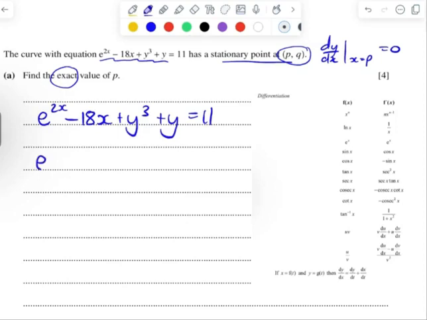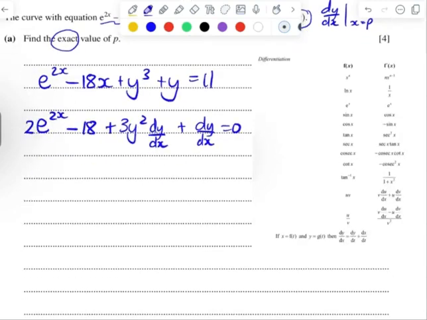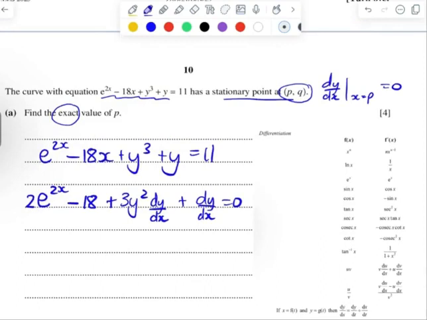So here we have e to the 2x, the derivative of which is e to the 2x, not times a half, times 2, minus 18. And here we're differentiating y cubed, so it's 3y squared, and then we multiply by dy/dx. And if we just differentiate y, it's kind of like 1 dy/dx. And then differentiating the 11 becomes 0.